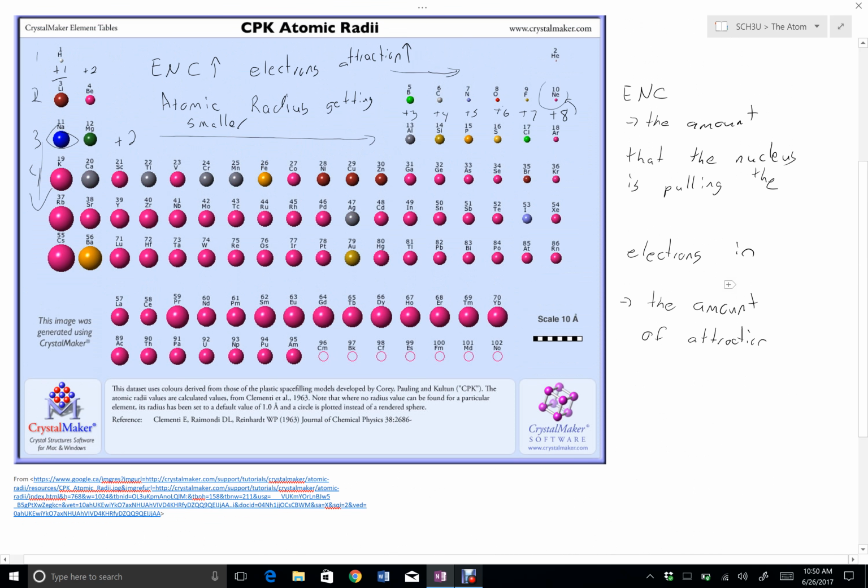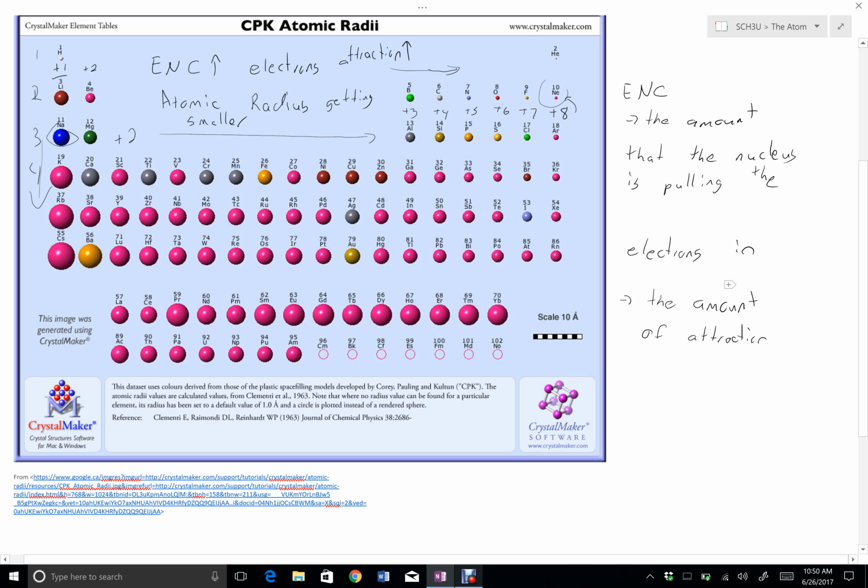And so that's why we can see the two trends here. We can see cesium down here is going to be a pretty big atom, and as we go across, smaller, smaller, smaller. And so we go smaller and smaller with less and less shells. And that's how our atomic radius changes when we move around the periodic table.